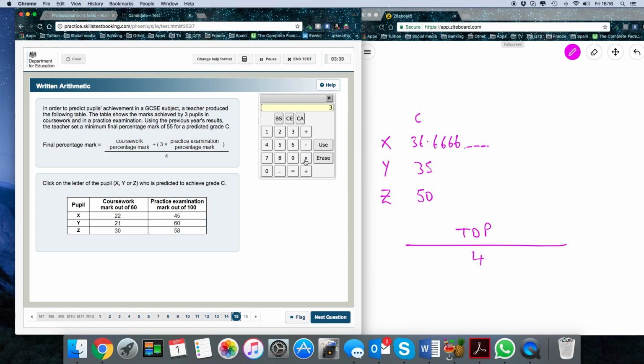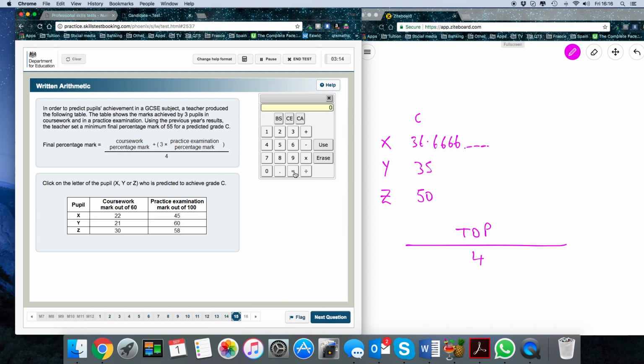We do 3 times. Now this person got 60% in the practice examination, so much more likely that this person has maybe passed. So 3 times 60, and then add on. You mustn't add on 21. We add on the 35 that we've written down. Okay, and then we divide by 4. Not quite. They still didn't quite get to 55.